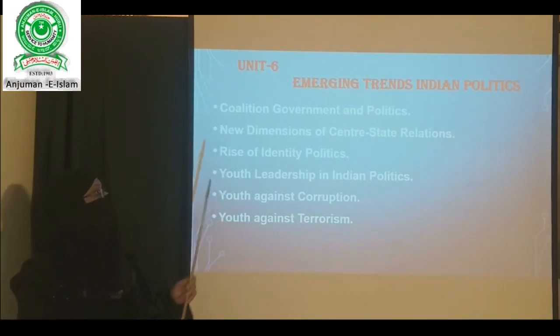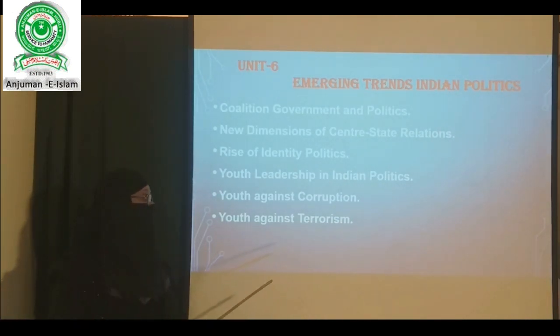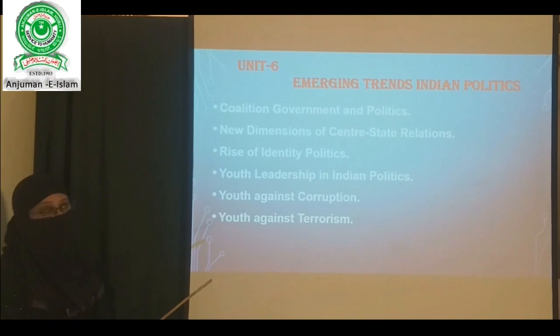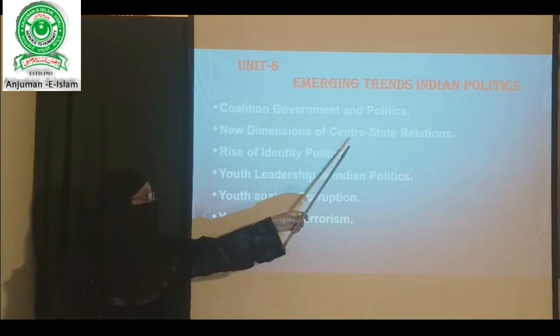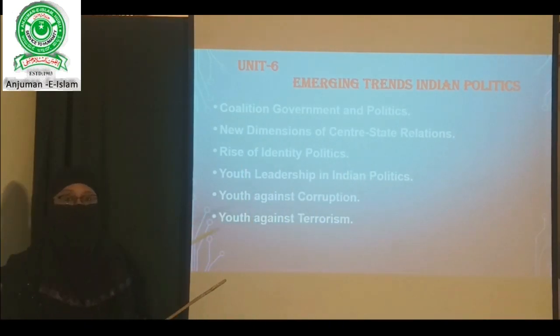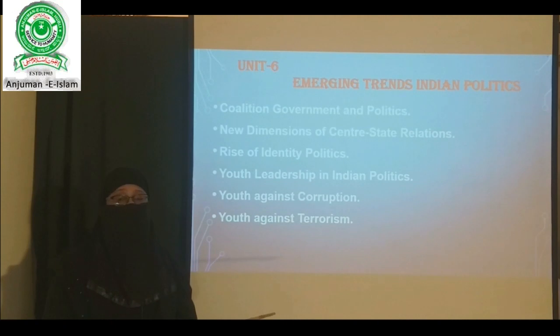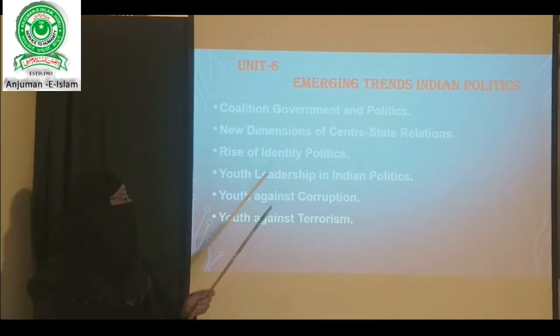Here the learning objectives again, dear students, are: what does coalition government mean? What are the features? What are the merits and demerits of coalition government and politics? Next, new dimension of center-state relation. Students, I have already told you that we have adopted a federal concept where we have two sets of government, one for the center and one for the state.